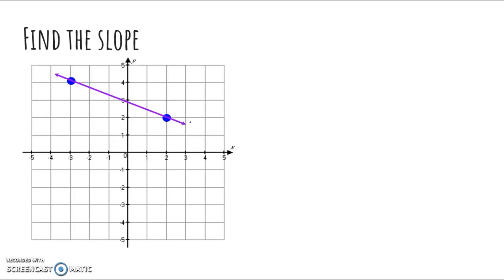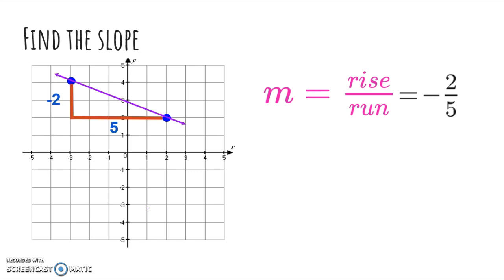Pause the video and you try to find this slope. Okay, hopefully you had a chance to try to find the slope. There are 2 points on this line. Here's a point, here's a point. Well, there's 2 points labeled. To go from the left to the right, the change in y is -2 because we went down, and the change in x looks like 5. So that means the slope is -2 over 5, which is -2/5.